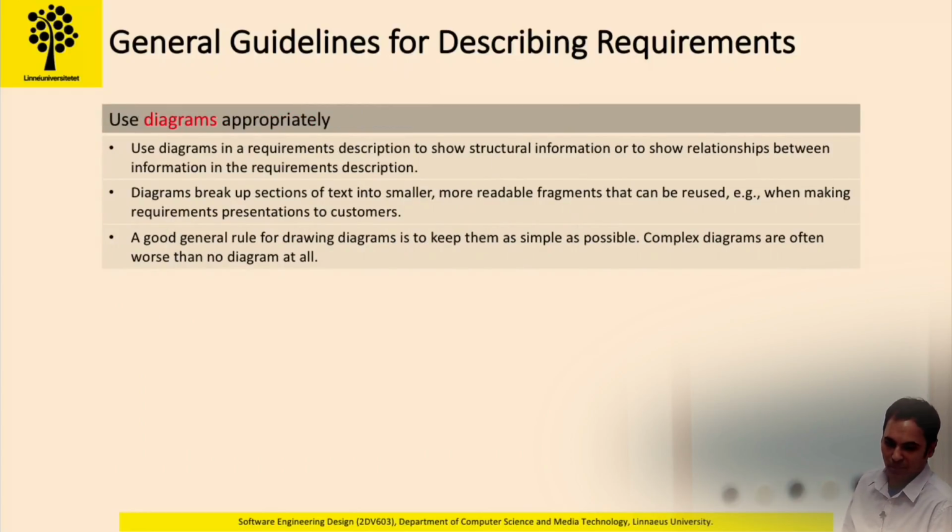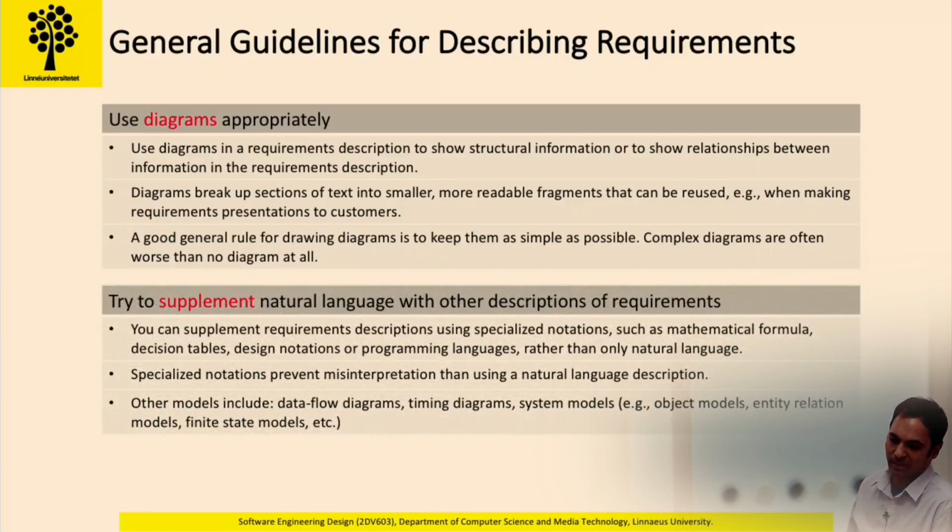So use diagrams appropriately. Whenever possible, always use diagrams, because diagrams are more effective and powerful for expressing the requirements. And then also try to supplement natural language with other descriptions of requirements. So not always natural language. Natural language is easy to express or write, but if you want to use natural language, try to use, for example, timing diagrams or data flow diagrams. So basically, it's good to combine natural language and UML models, for example.